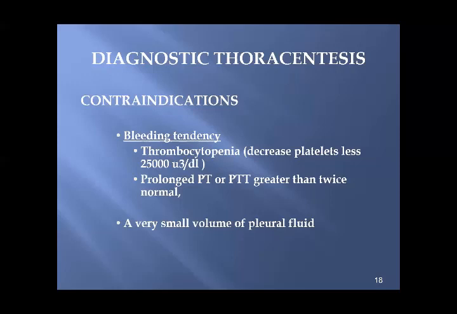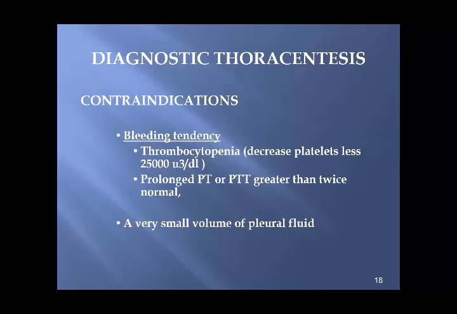The contraindications for thoracentesis are bleeding tendencies, like thrombocytopenia if the platelet count is decreased below 25,000 per dL. If prolonged PT or APTT is twice the normal range, the pleural tap cannot be done. If a very small amount of pleural fluid is present, avoid doing the pleural tap because you can injure the lung as well.